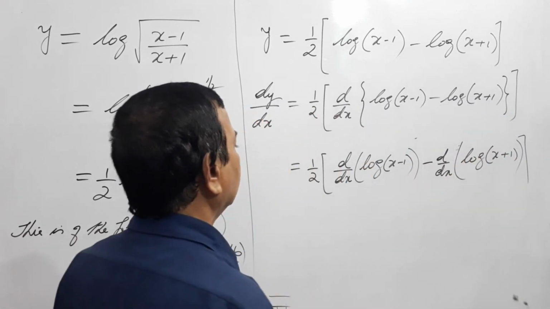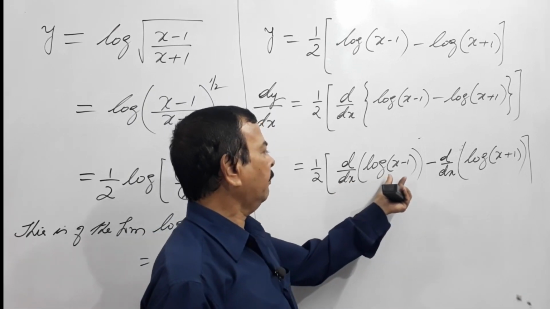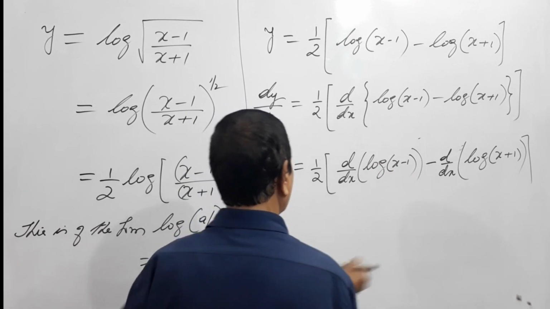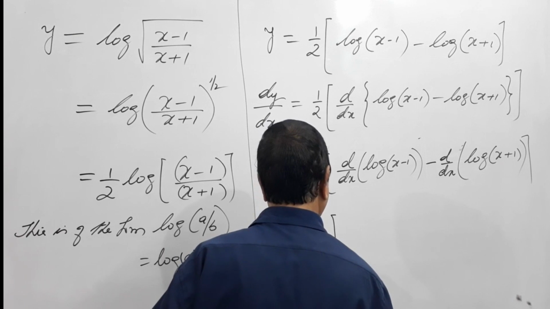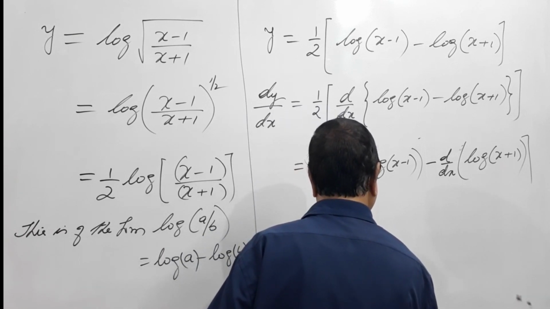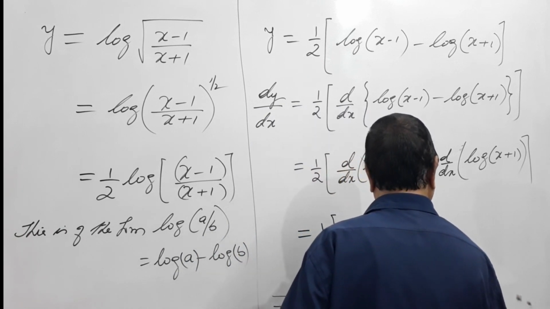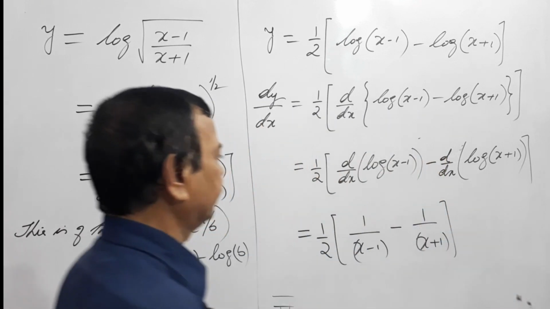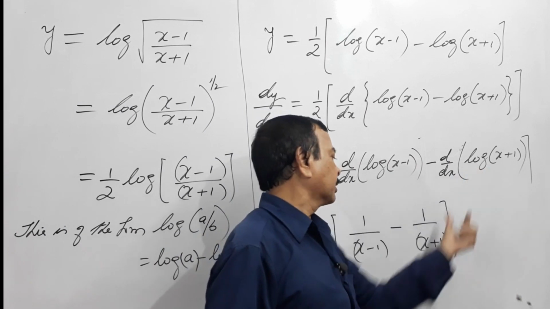Okay. So what happens to this? d by dx of log of (x minus 1) becomes whatever is within the bracket, that has to come down. So this equals half, I write as it is. So this becomes 1 by x minus 1 minus 1 by x plus 1, right? So this portion has come down and this portion has come down.